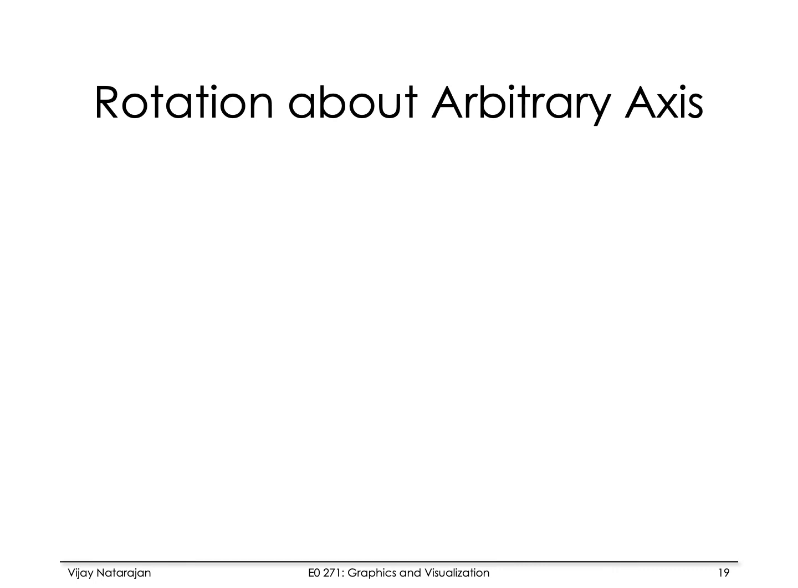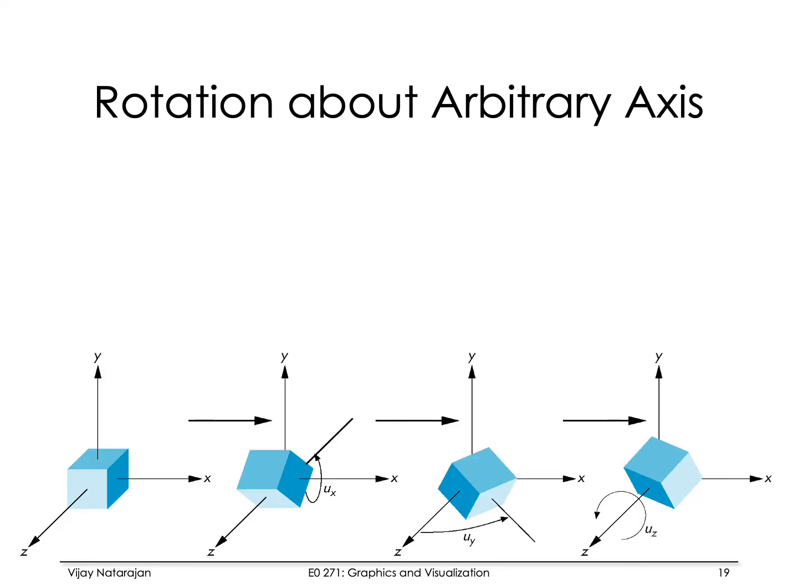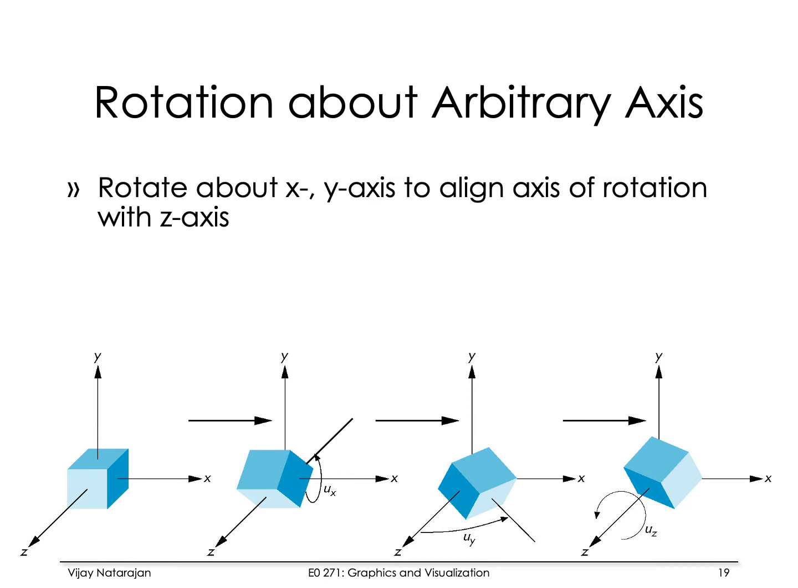Let's take this one step further. So now I want to rotate about an arbitrary axis, not just the Z axis. So how do I do this? What I would do is to first somehow bring this particular arbitrary axis and make it align with one of the axes. So in this case, I'm going to rotate this arbitrary axis about the x and y axis so that it aligns with the z axis.